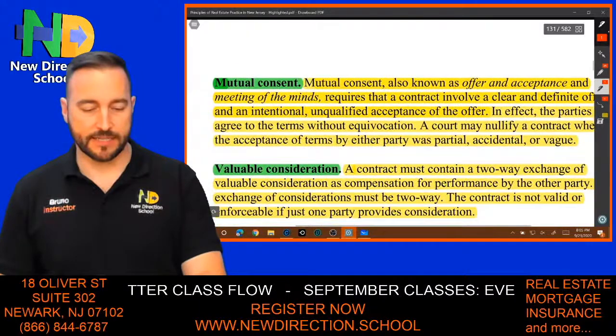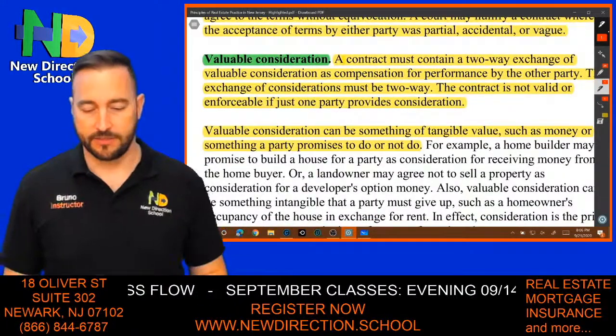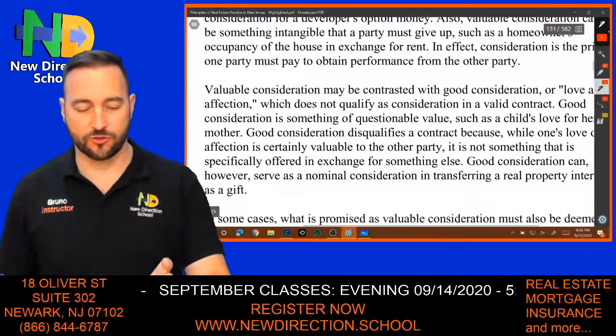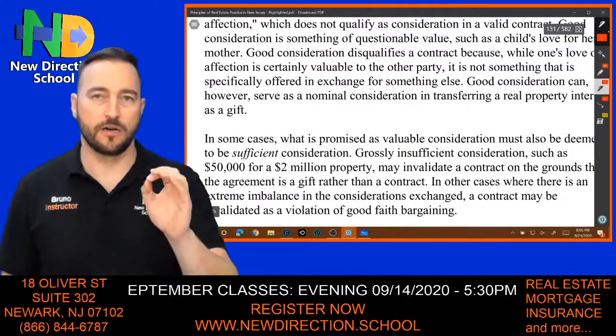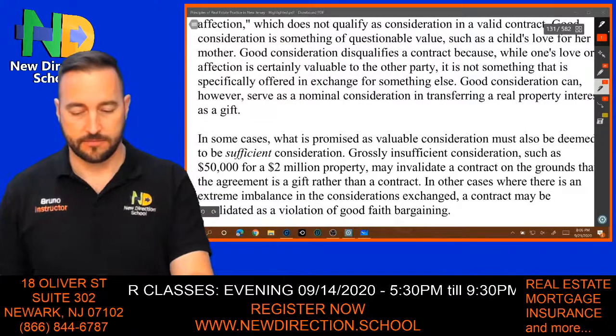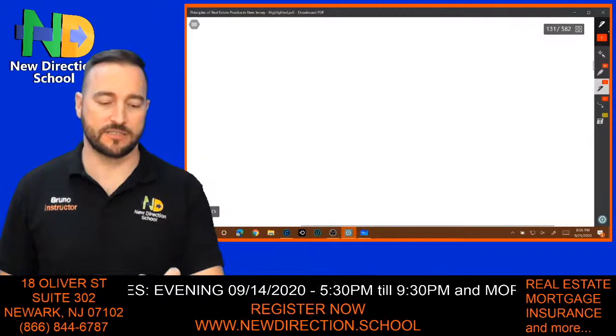Mutual consent, guys, we already covered this. Valuable consideration, we already covered this as well. In some states, it must actually state the actual purchase price in the contract. Okay, so if it's sold for $200,000, the contract must state $200,000.